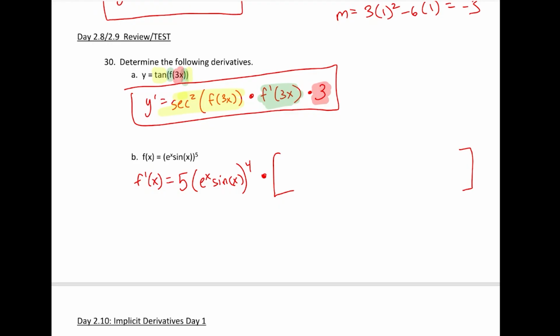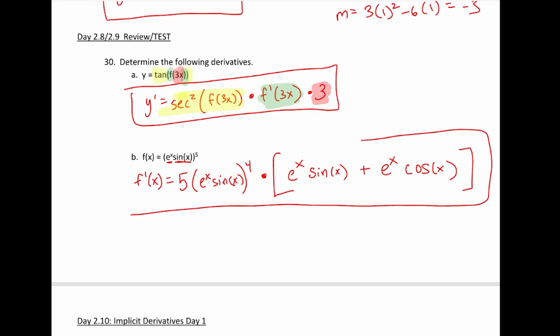Okay, so on the inside here, I'm going to run the product rule with my first function being e to the x and my second function being sine x. So the derivative of e to the x is just e to the x. So we have e to the x times sine x plus e to the x regular times the derivative of sine x, which is cosine x. And so there's your derivative.